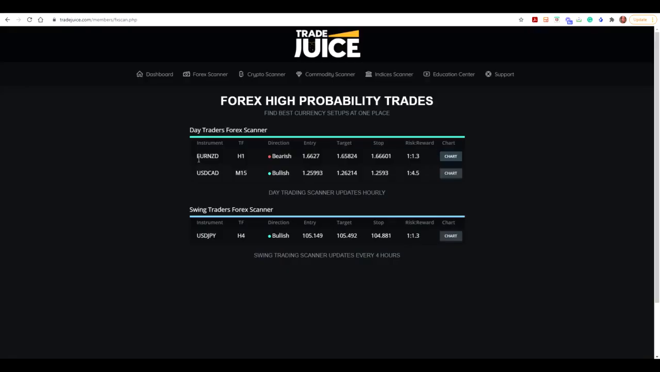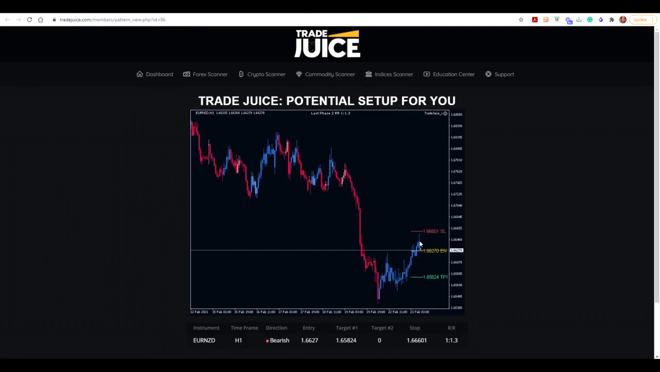Hello everyone, and I'm on the Tradeuse platform. I see that there is a setup occurring right now on the New Zealand dollar, 1 hour, bearish. I've got my entry, target, stop, my risk to reward set. And if I had to check the trade, I can see where to enter, where to set my stop, and where to set my take profit target. So I'm about to enter that now.